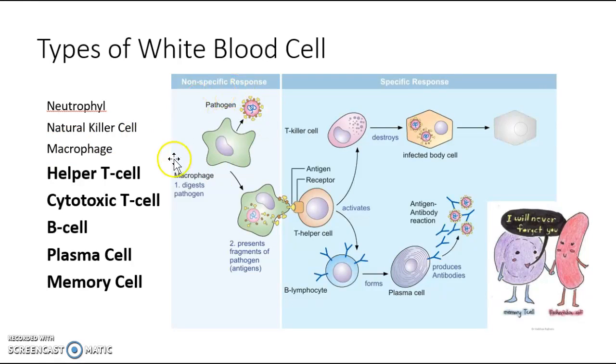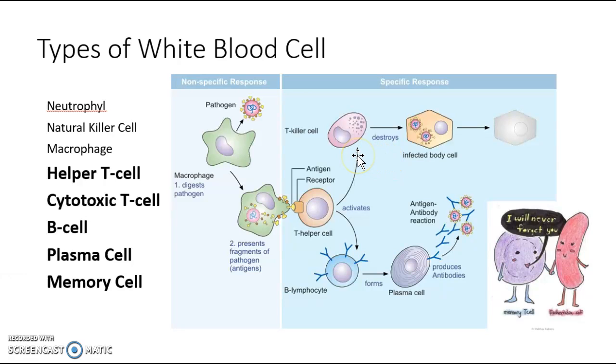So the macrophage is part of the non-specific immune response, but since it releases antigen, it's also the beginning of the specific immune response. These antigens that are released by the macrophage get received by a helper T cell. Helper T cell is going to make copies of those antigens and send them out into the blood to other cells. Some of the cells that receive those extra antigens from the helper T cell are called cytotoxic T cells or killer T cells. Those killer T cells go to infected body cells and kill them.